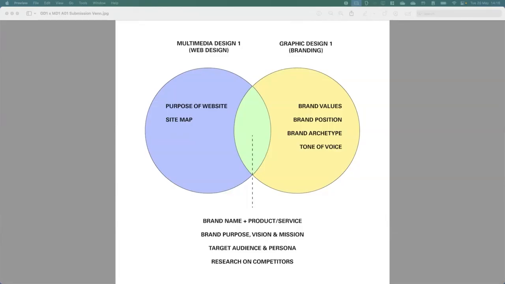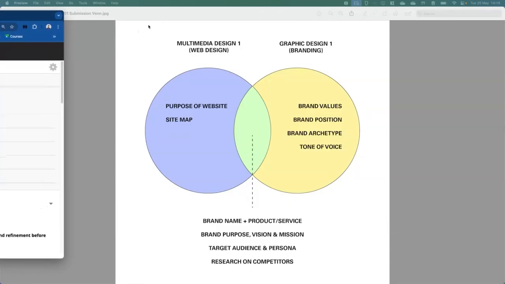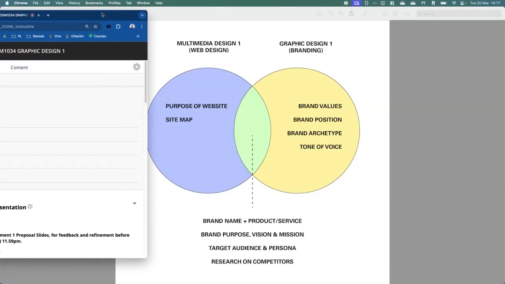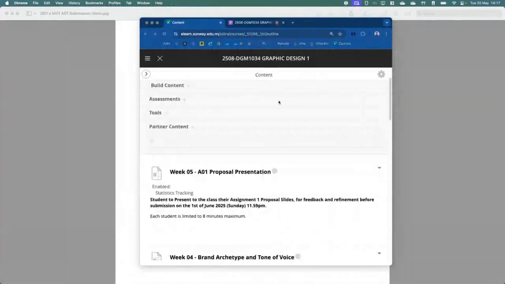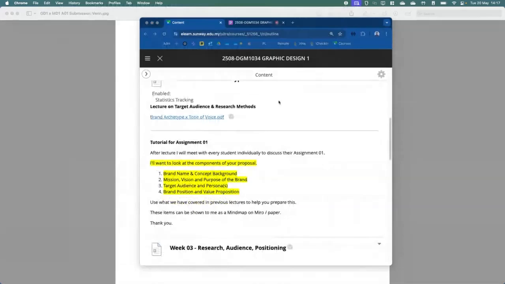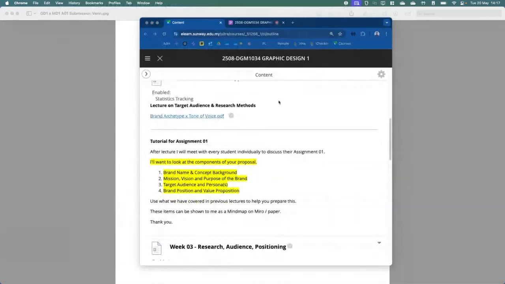And as I mentioned as well, after the lecture, I expect to see your content for assignment 1, this one. Okay, assignment 1, these things. After our lecture today, you can come to meet me one by one for a consultation session to finalize on this, and then you can prepare for your presentation next week.